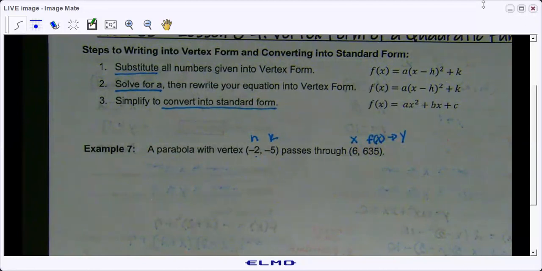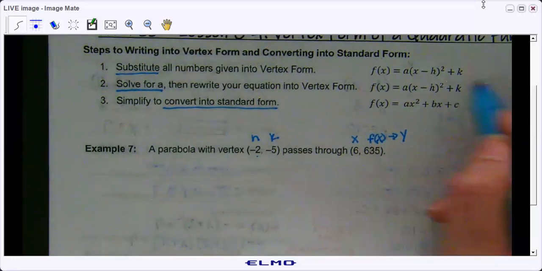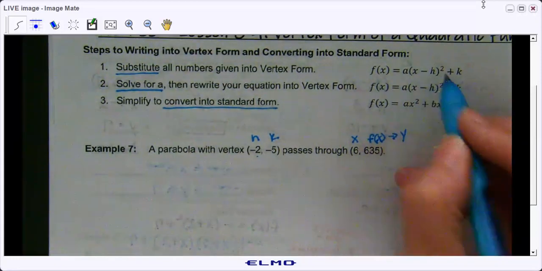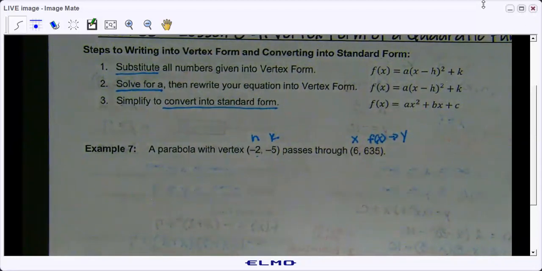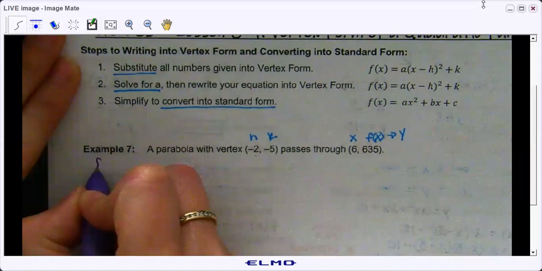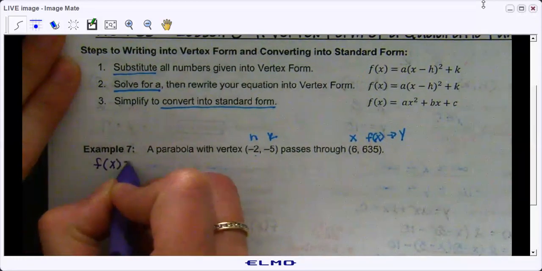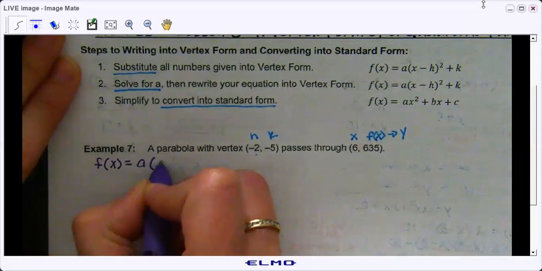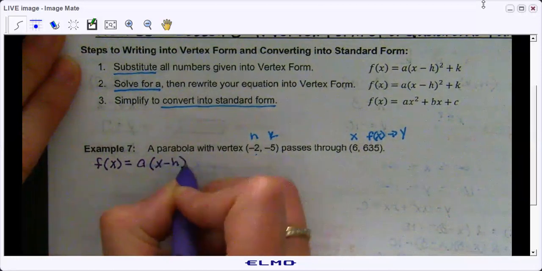So we're going to do step 1. We're going to substitute all the numbers that we have down here in example 7, and plug them into the vertex form of the equation. This is vertex form up here. So first I'm going to write out the vertex form of the equation: f of x equals a times (x minus h) squared plus k.